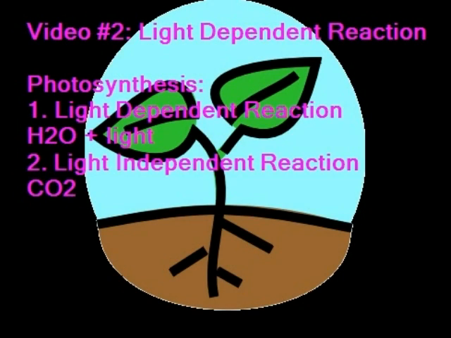So welcome to video number 2, the light-dependent reaction. In photosynthesis, there are 2 reactions that occur. Remember, in cellular respiration there were 3: glycolysis, Krebs, and electron transport chain. In photosynthesis, there are 2 reactions. The first one is called the light-dependent reaction, and the second one is called the light-independent reaction, also known as the Calvin cycle. We're going to talk about the light-dependent reaction first.